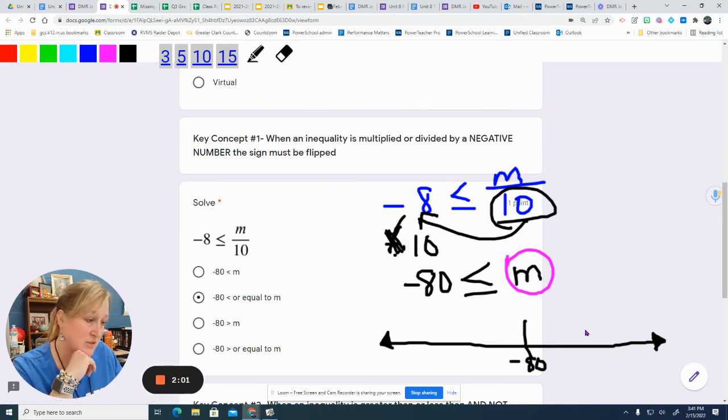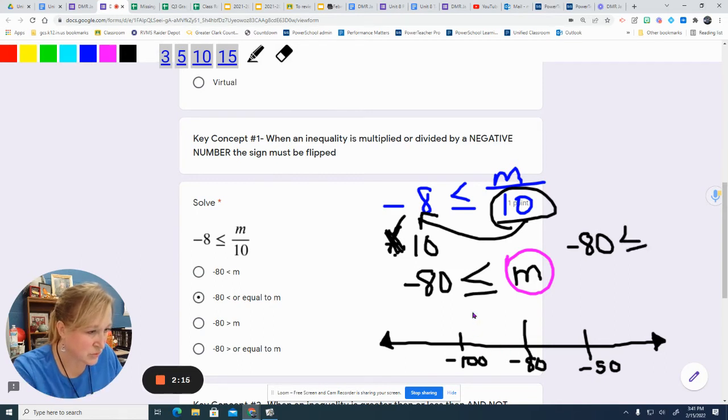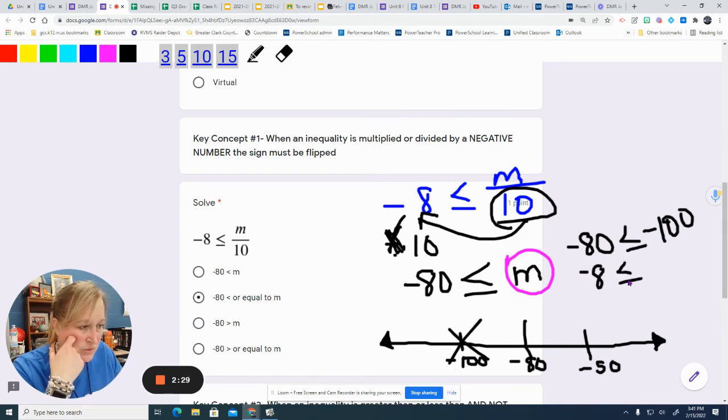So I have to put in my little sample numbers. This will be -50. This one will be -100. Let's test and see which one works. So -80 is less than or equal to, let's go with -100. So is -80 less than -100? No, that one doesn't work. -80 is less than or equal to -50. Yes, that one does work.